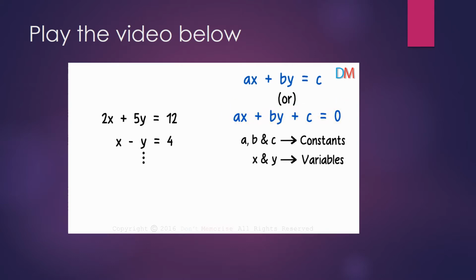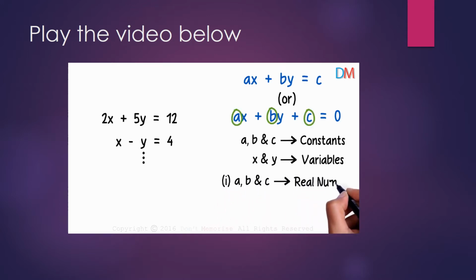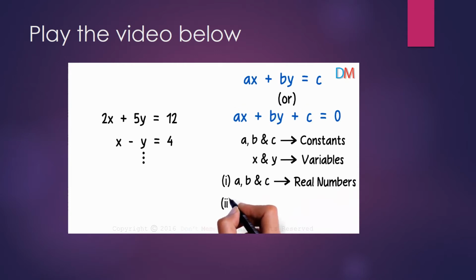Hold on, are there any conditions here? Yes. First, the constants a, b and c have to be real numbers. And the second condition is interesting and I want you to listen to it carefully. Both a and b cannot be 0 together. Yes, it means at least one has to be non-zero.